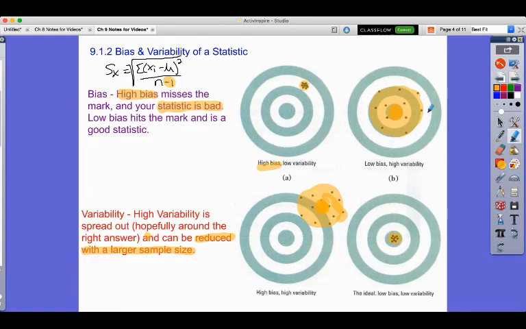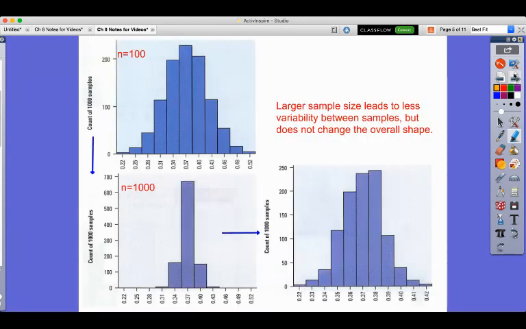A larger sample size, if you have a biased statistic and you just get a larger sample size, all it does is it gives you more crappy data. But if you have a good statistic with low bias, then a larger sample gets you more accurate, right? So low bias, if I can reduce the variability, I hone in on the right answer, all right? And that's really what we're hoping for.